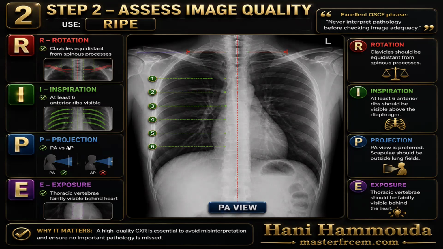Projection or penetration. You can say P, projection or penetration. It means this X-ray is posterior anterior or anterior posterior. So which view? The normal should be PA view. Okay. Exposure: thoracic vertebra. Can you see the thoracic vertebra? Yes, faintly visible behind the heart. So you should see it.